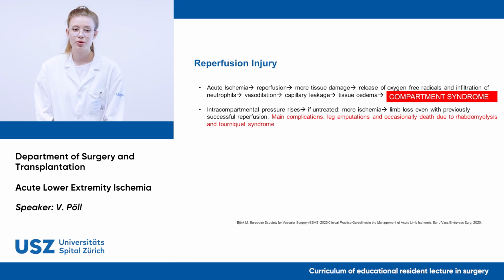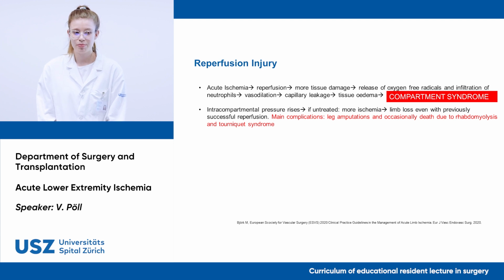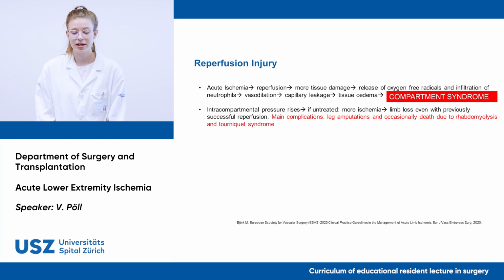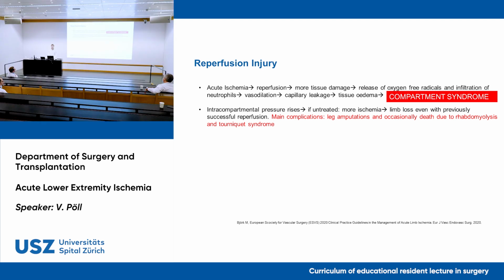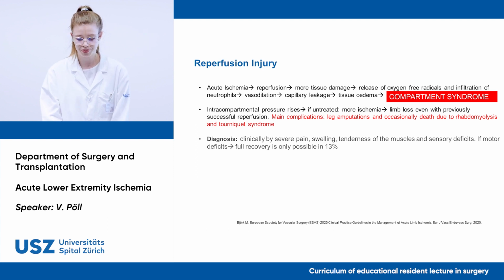In compartment syndrome, the intracompartmental pressure rises. If it's untreated, the limb becomes more ischemic and limb loss could follow even with previously successful reperfusion. So the main complications are leg amputations and occasionally even death due to rhabdomyolysis and tourniquet syndrome respectively.